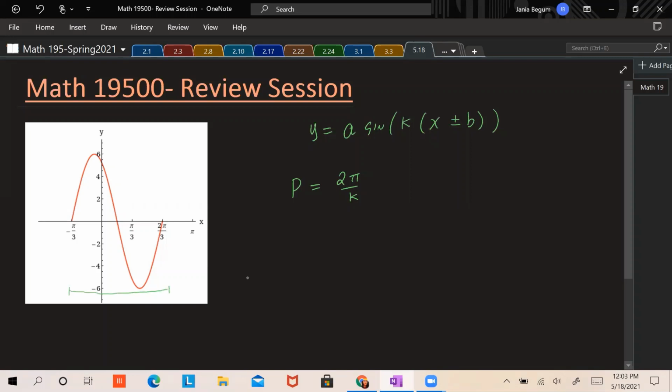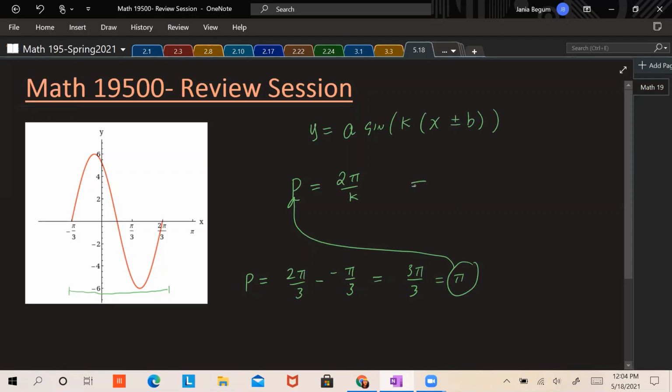So if we find p, p is going to be 2 pi over 3 minus negative 2 pi over 3. Sorry, pi over 3. That's the length for one period. If you add this up, this is going to be 3 pi over 3, which is simply pi. So we know p is pi, so that's what we're going to plug in here, and then that will give us the value for k.